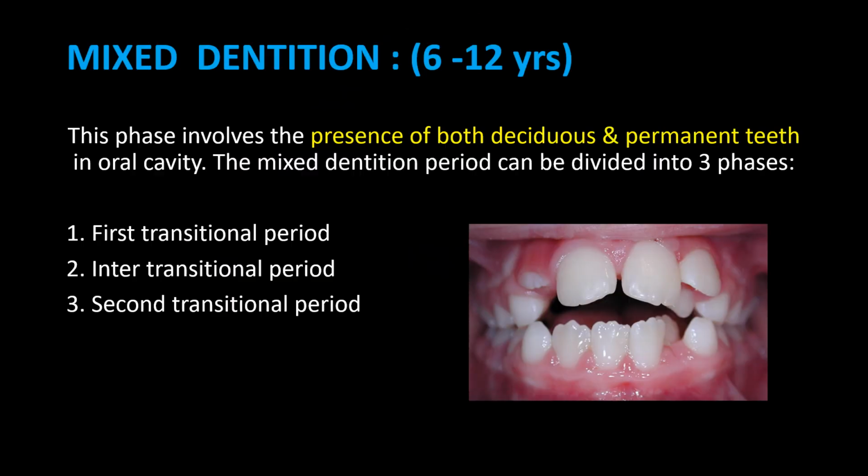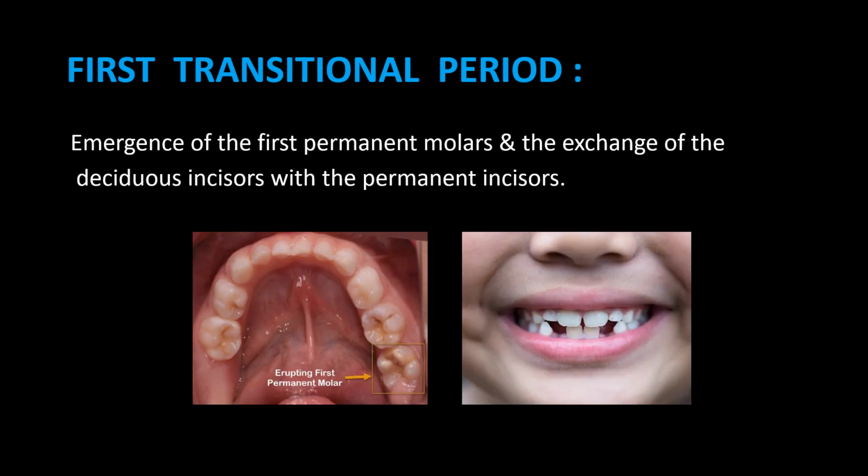Mixed dentition. This phase involves the presence of both deciduous and permanent teeth in the oral cavity. The mixed dentition period can be divided into three phases: first transitional period, intertransitional period and second transitional period. First transitional period: emergence of the first permanent molars and the exchange of the deciduous incisors with the permanent incisors.